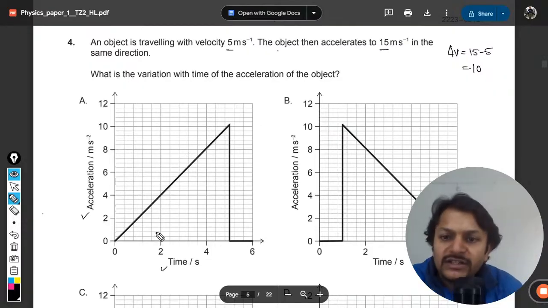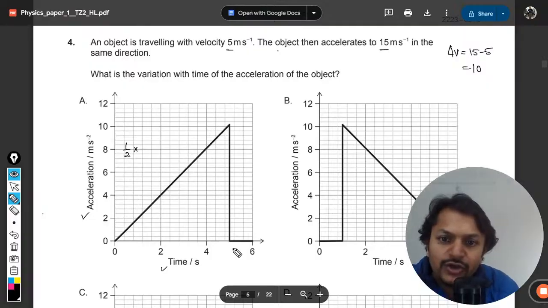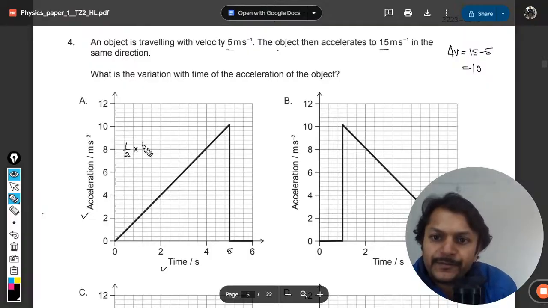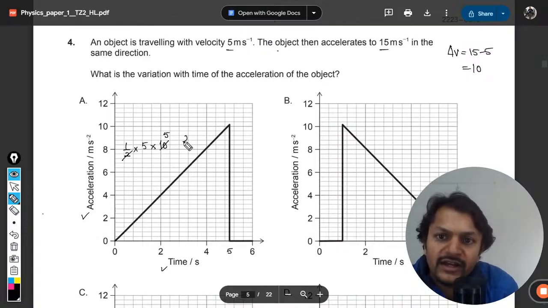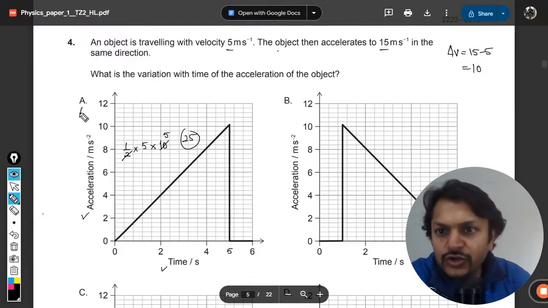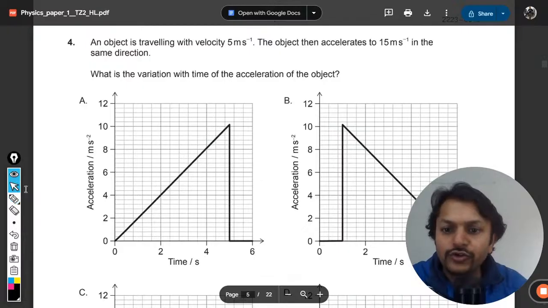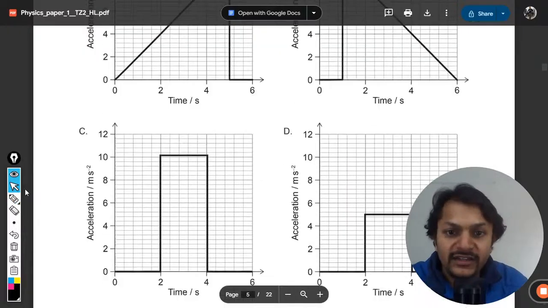Let's see what is this. It is a triangle here, so area will be half into base into height. Height is 10, so this is 5. Clearly the area is 25 units here, so this is a wrong answer. So A is wrong and B is wrong. Clear? Let us now move to C and D and find the areas.